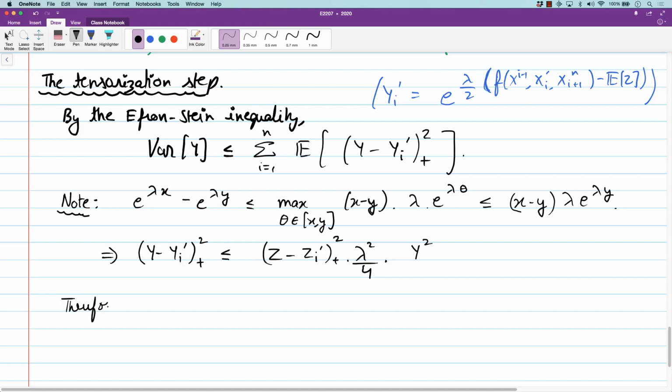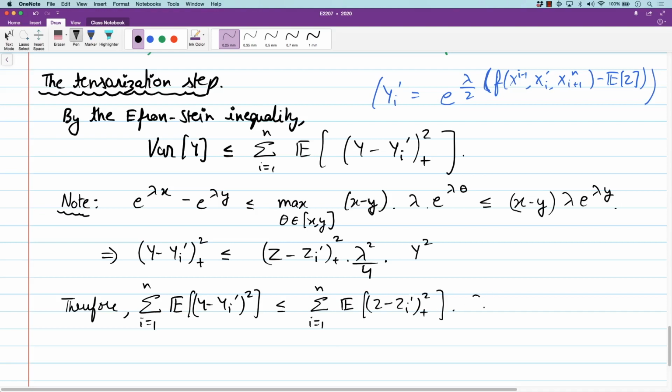Therefore, expected value of y minus yi prime square is less than or equal to... This is the fundamental inequality which tensorizes using the Efron-Stein inequality. The fundamental inequalities for each coordinate is less than or equal to the summation i equal to 1 to n, expected value of z minus zi prime square lambda square by 4, and this is just expected value of y square.